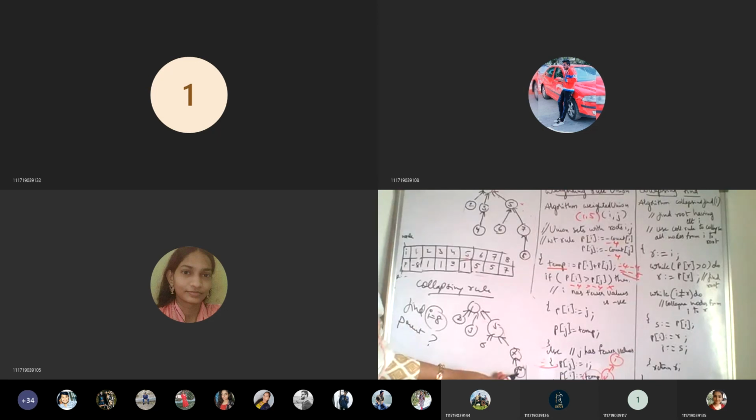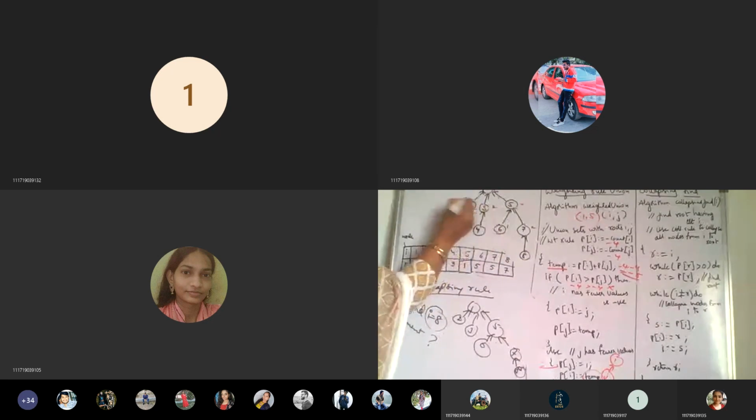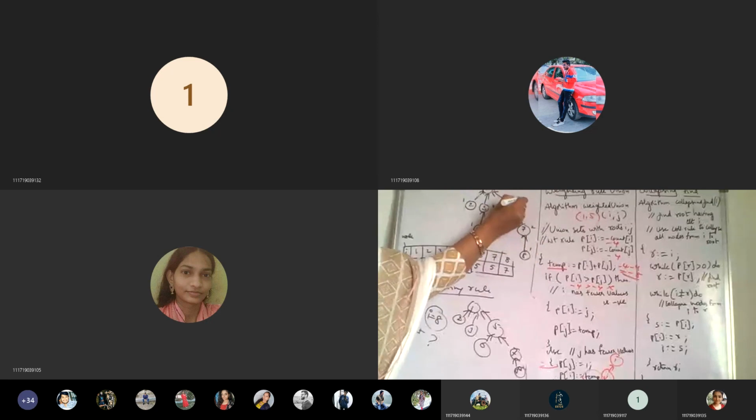Here, 8's parent is 7, 7's parent is 5, and 5's parent is 1. If you want to represent each node's value here, what is the node value? I can say it as 2. Here this has 1, this has 1 and this has 2. This has 1 and this has 4. So what does this mean?